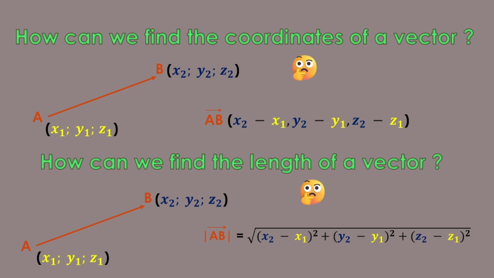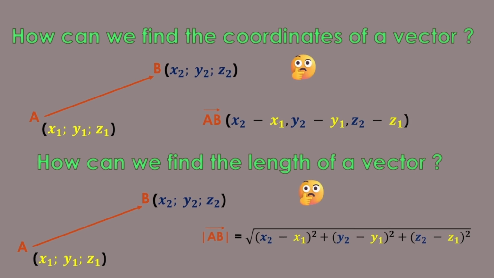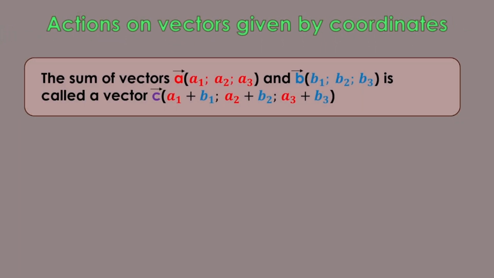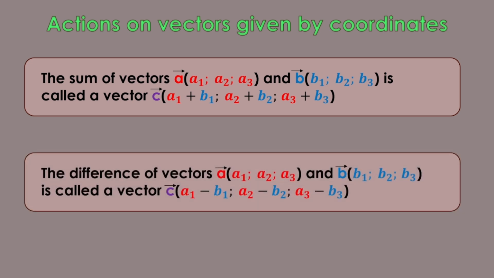And so let's consider the actions on vectors. If we are given their coordinates, we can add, subtract, and multiply them. But first, let's analyze the action of adding and subtracting vectors if their coordinates are known. To add vectors with given coordinates, we must simply add their coordinates, and that's it. Step by step, please pay attention to this. And to subtract vectors with given coordinates, we must subtract their coordinates, and that's it. If you understood it, good.